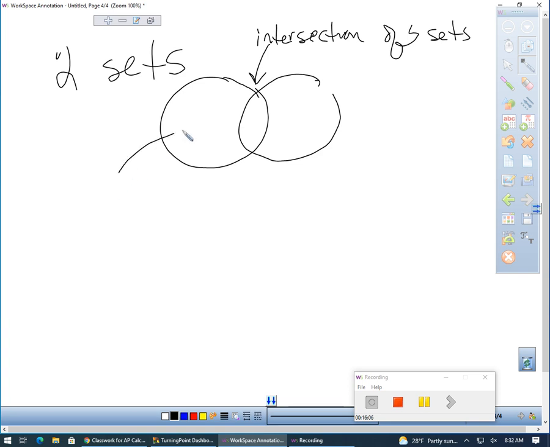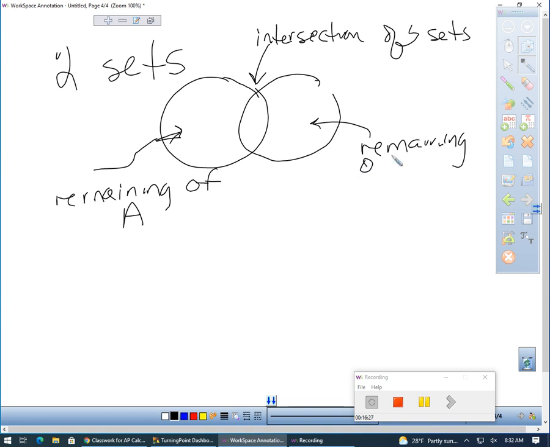Out here would be the remaining of set A. And out here would be the remaining of set B.